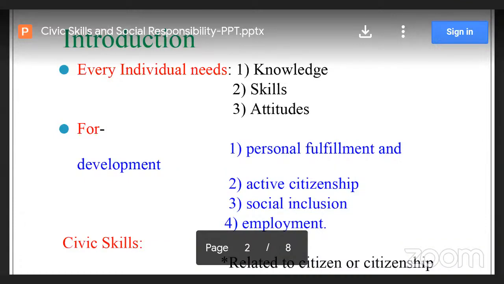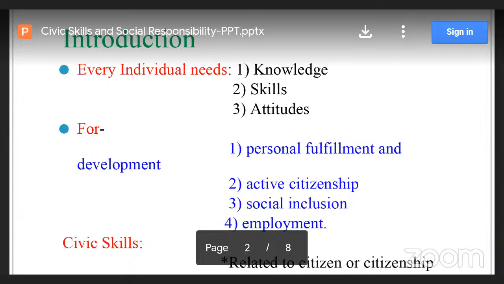So in the last year, you have studied the skills for employability, the skills which are required to get employment. And this year, you have to study the life skills, the skills which are really helpful for the development of your life. So definitely for the development of life, these skills will be useful to you. So let me introduce today's topic: acquisition of civic skills and social responsibility as a part of life skills.